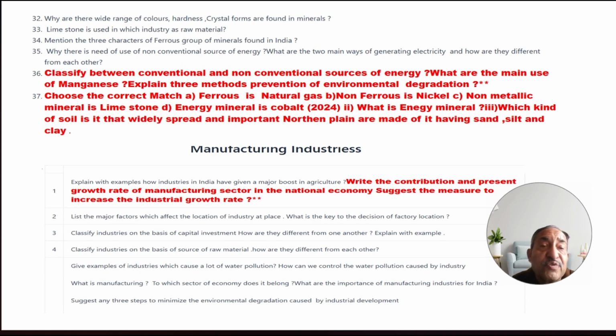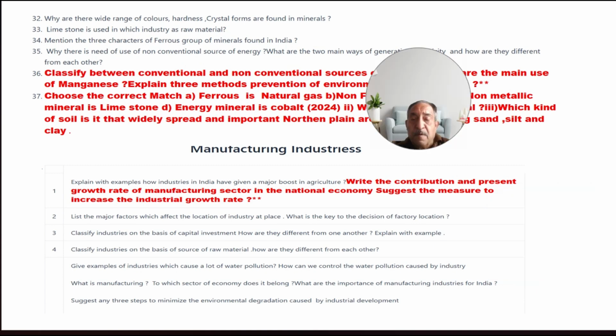Which kind of soil is it that is widely spread and important, northern plains are made of it, having sand, silt and clay? That is, this soil is found in sand, silt and clay. You have to tell this. It is a very easy question.